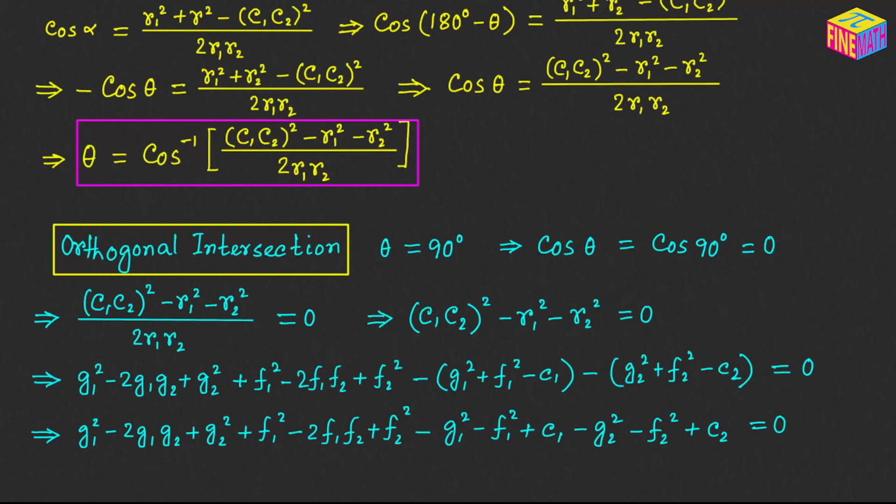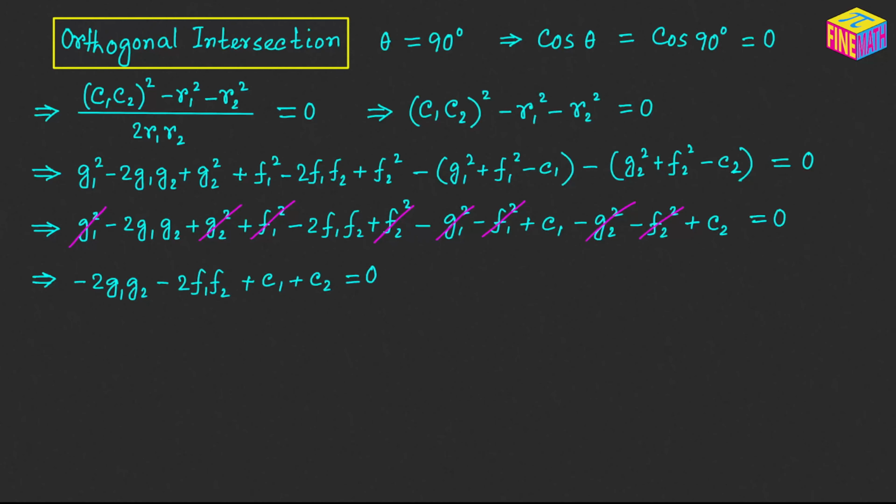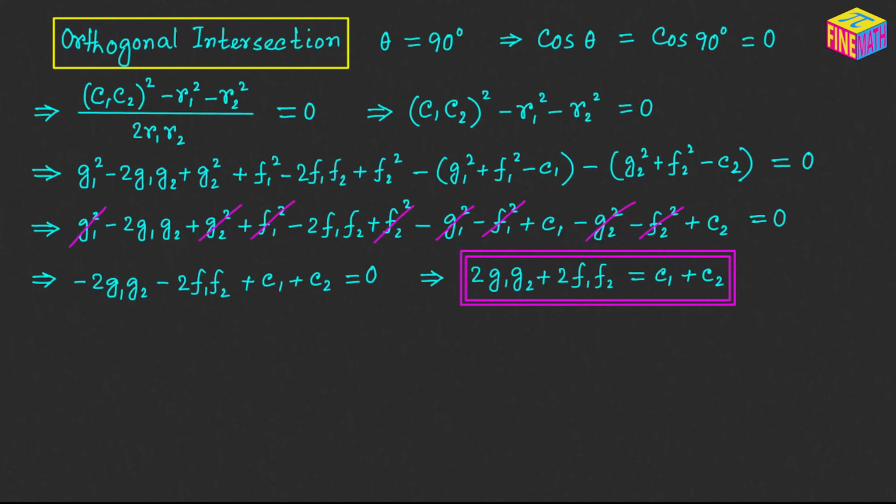And here we can easily see some of the terms will cancel out each other because of the positive and negative signs. So this is the first pair that cancel out each other. There is another pair that cancel out each other, and then another pair, and this is the other pair that cancel out each other. So now we are going to be left with something like this. And if we multiply both sides by negative 1 and reorganize the terms, finally this is going to look like 2 times g sub 1 times g sub 2 plus 2 times f sub 1 times f sub 2 is equal to c sub 1 plus c sub 2. These are lowercase c, these are the constant terms in the equations of the circles. So this is the necessary condition for orthogonal intersection of two circles.